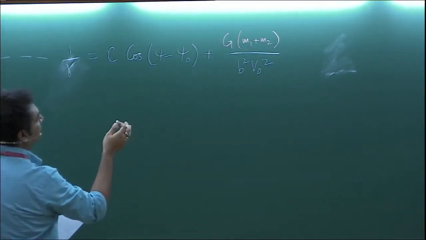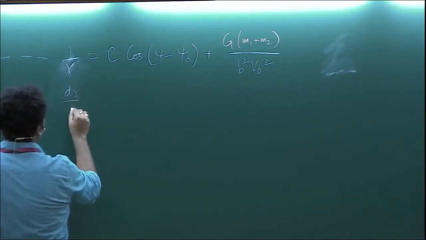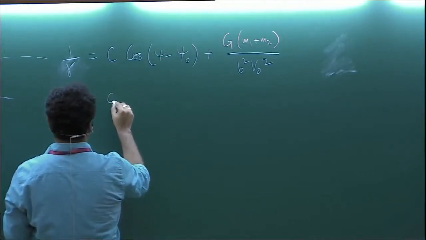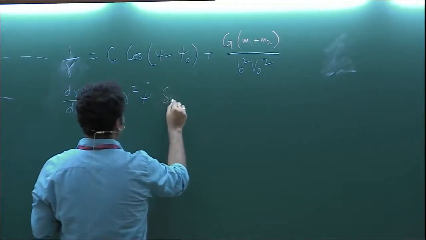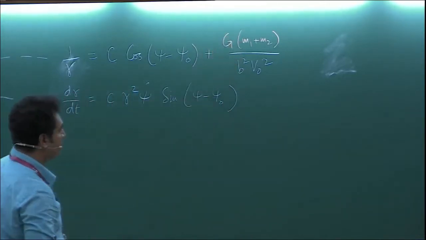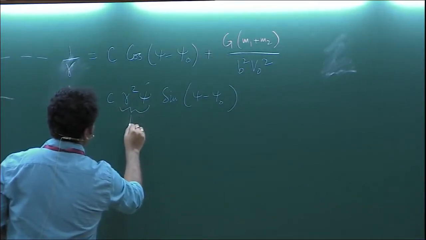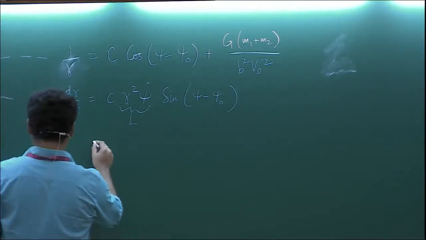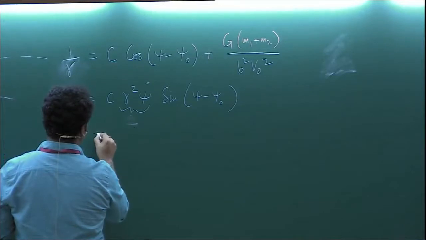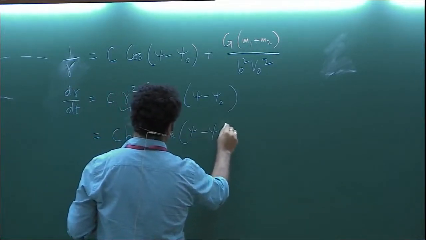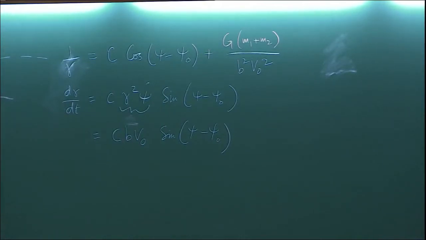To solve that, we need two different equations. Another equation we can get is from the velocities. This would be C r squared psi dot sine, and all of these are constants, so they drop away. By definition, r squared psi dot is angular momentum per unit mass, and we know that is conserved. So we can write this down as C B V naught sine. Everyone happy with it?